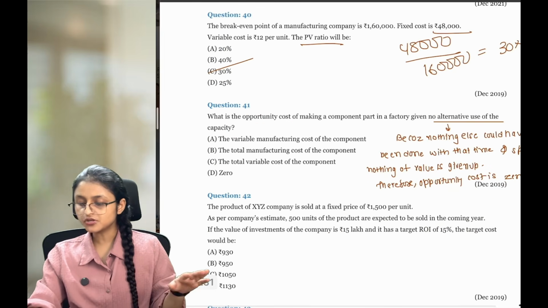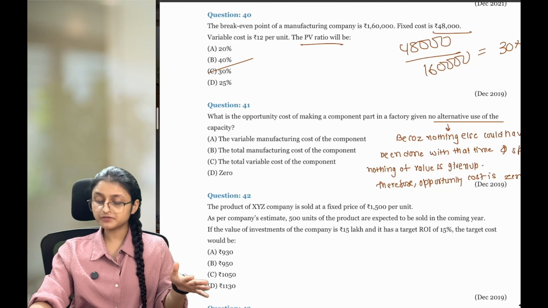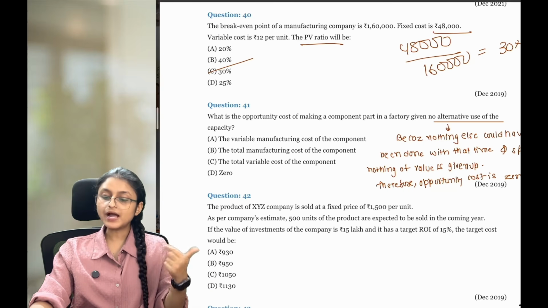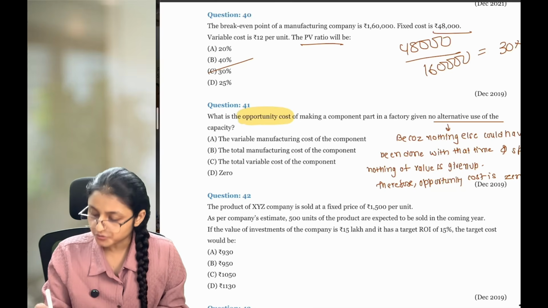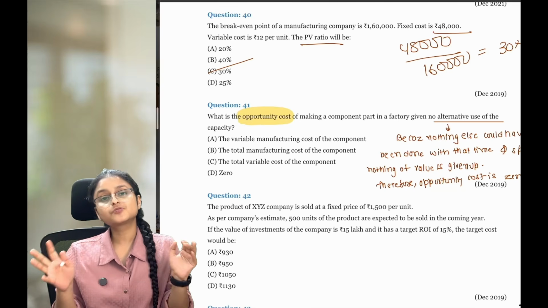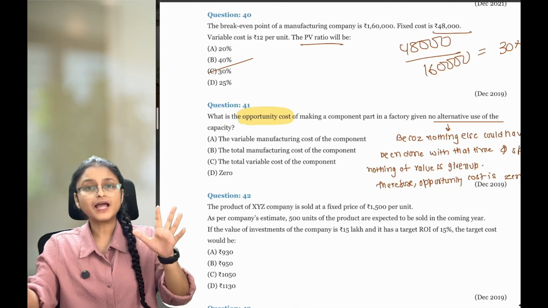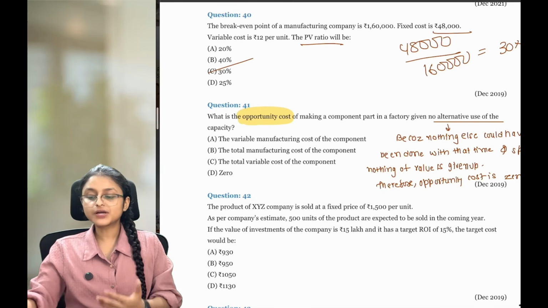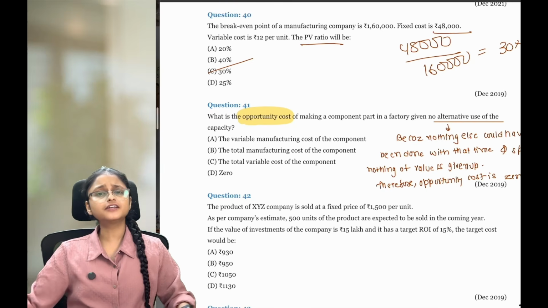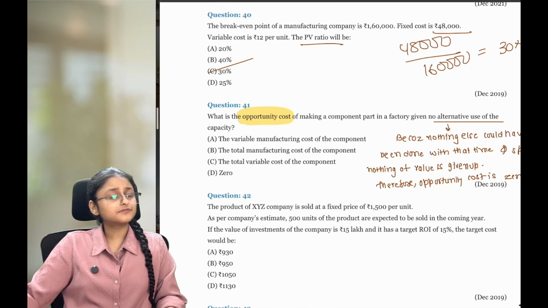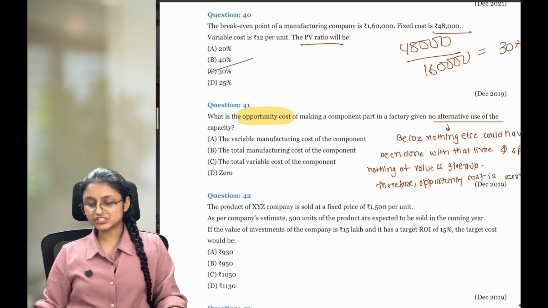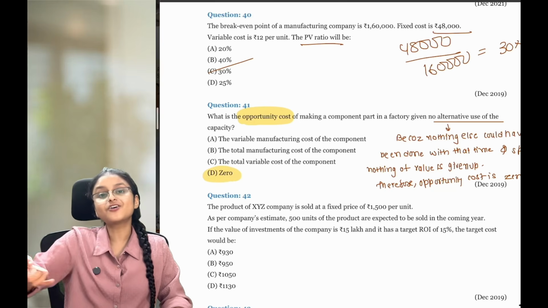What is the opportunity cost of making a component part in a factory given no alternative use of the capacity? Now this is something important. You need to calculate opportunity cost. What is opportunity cost? Next best alternative which is foregone. You need to calculate the cost of it. But the question is saying that there is no such alternative available. If there is no alternative which is foregone, hence there is no opportunity cost here.